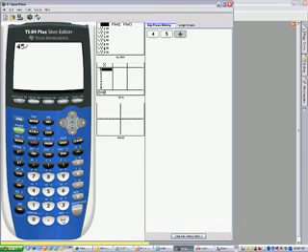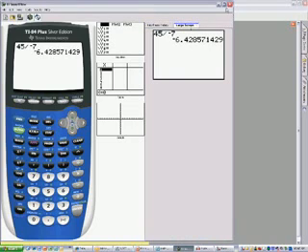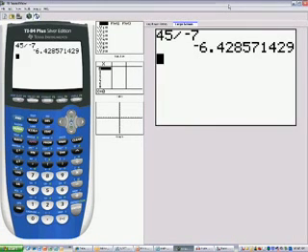you get -6.428571429. 45 divided by -7 is going to give us a number, kind of like the one that's up on the screen here. Should be about -6.43. We'll round to the nearest hundredths place.